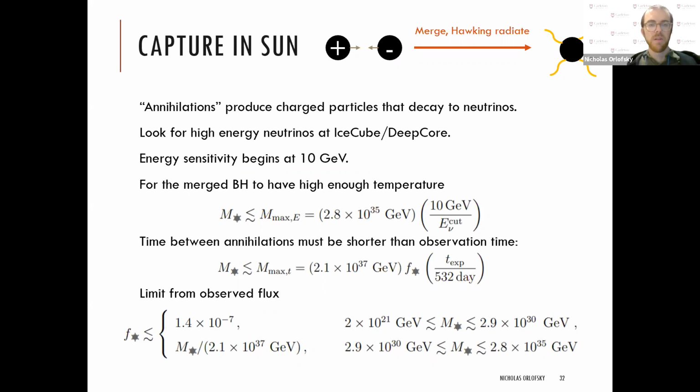And so now we can ask what sort of signal we should look for. Once they do start to Hawking radiate, they're going to radiate charged particles, muons, taus, charms, bottoms, all these sorts of things. And those things are going to, in turn, decay or cascade into high energy neutrinos. And we can look for those high energy neutrinos at experiments like IceCube, which begin looking for neutrinos starting at 10 GeV.